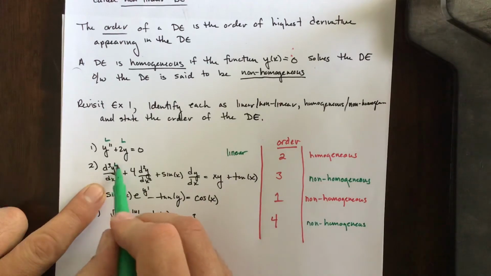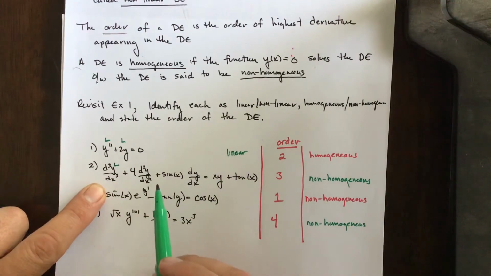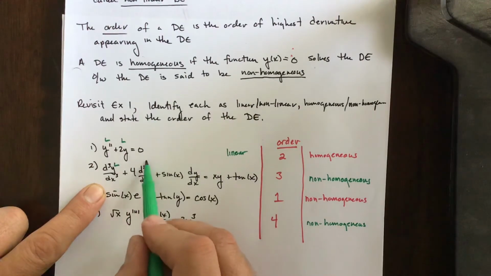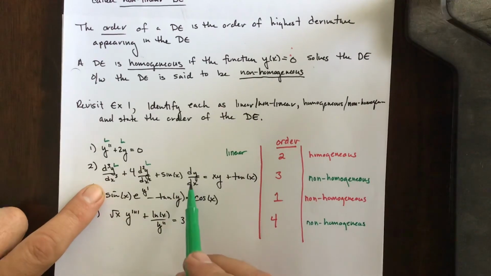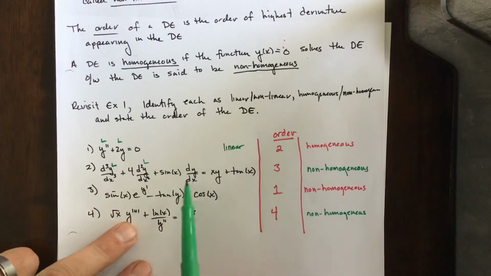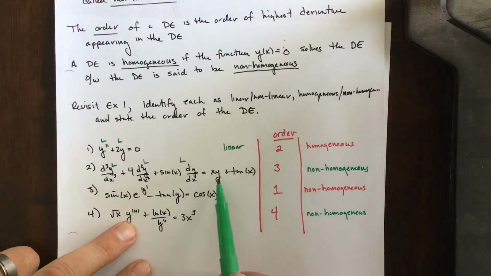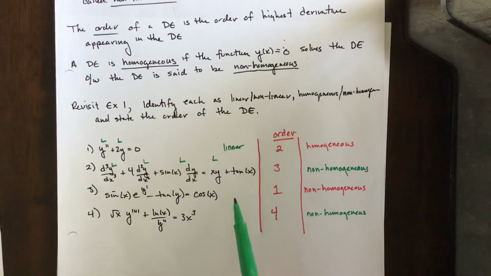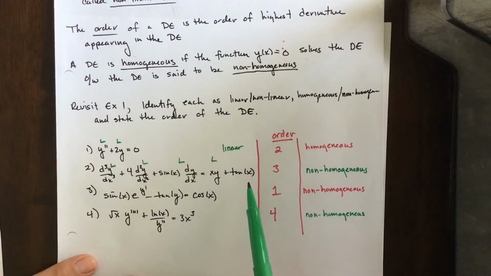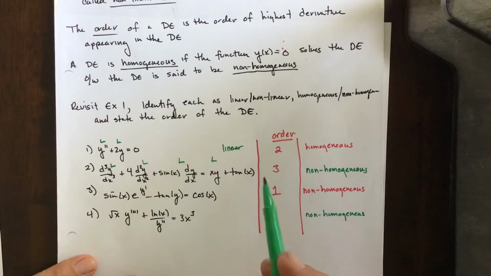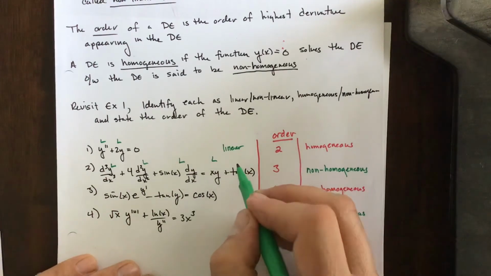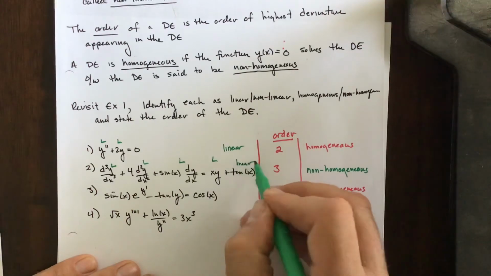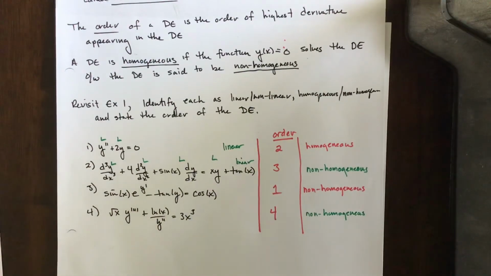The third derivative we said was a linear operator. Four times the second derivative, so a constant times the second derivative, is a linear operator. A function times y prime, we just established that was a linear operator, equals a function of x times y, that will be a linear operator, plus tan x. Well, this doesn't involve y, so it's going to be linear in terms with respect to y. So all of this means that equation 2 is a linear differential equation.